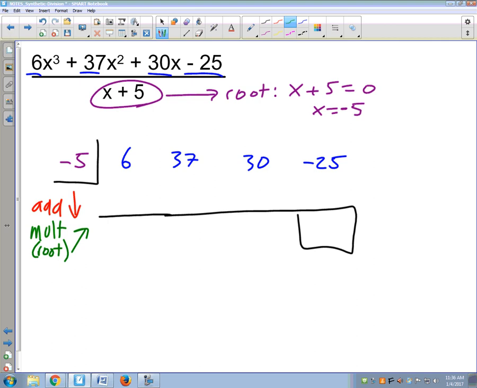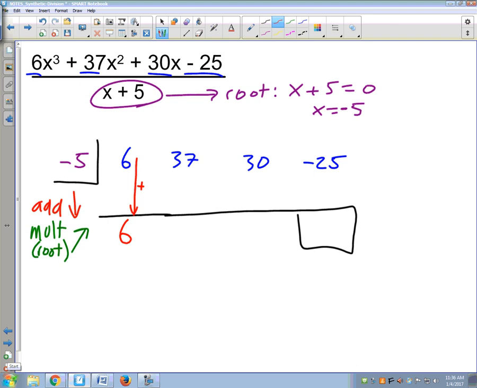So let's begin. We're going to begin by adding. We're going to add 6 with the thing underneath it. There's nothing underneath it, so our answer is just 6. The result of addition always ends up on the bottom row. So I did 6 plus nothing and got 6.